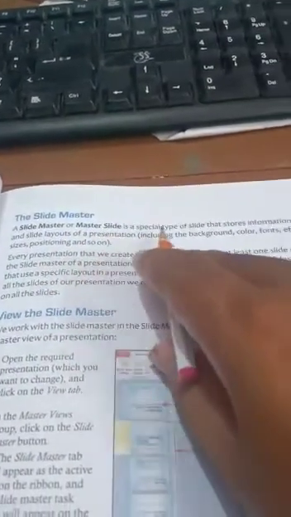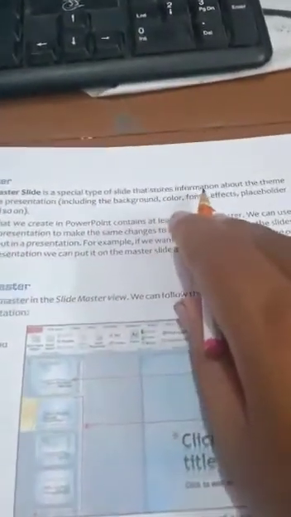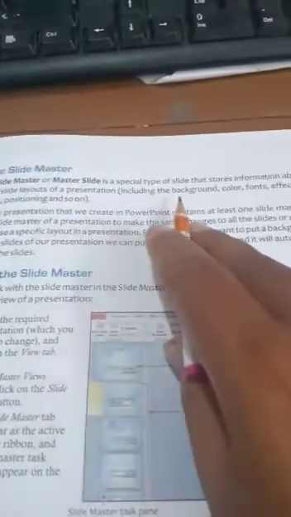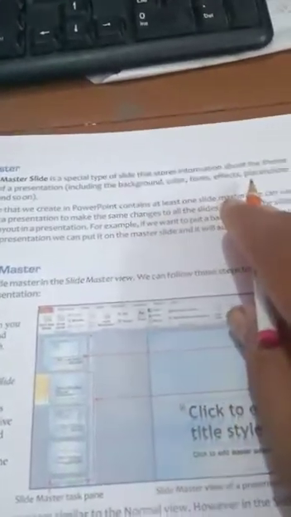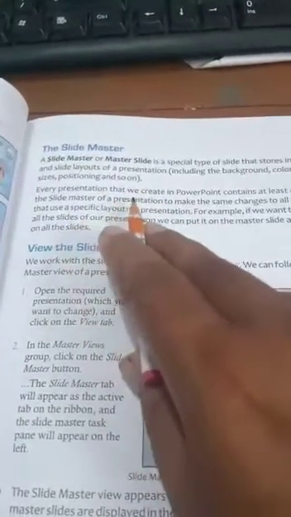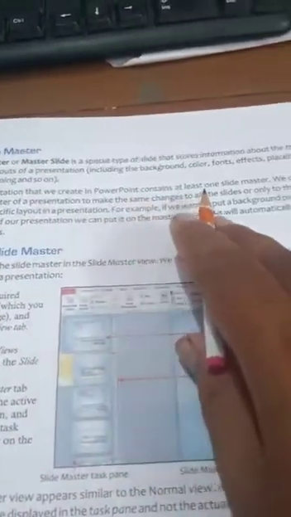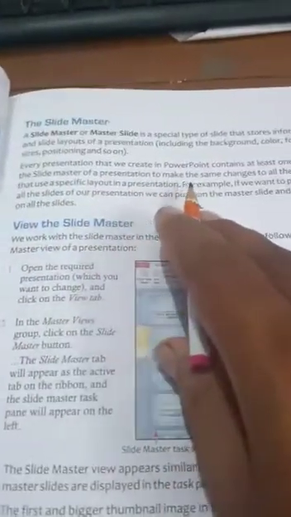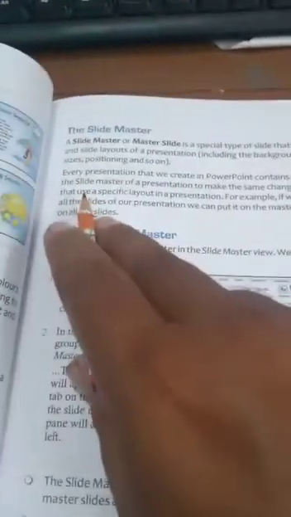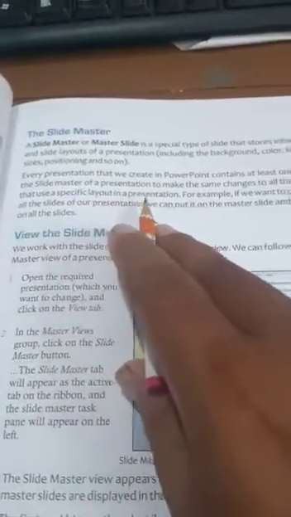Okay students, and next is the slide master. A slide master is a special type of slide that stores information about the theme and slide layouts of a presentation, including the background color, fonts, effects, placeholders, size, positioning, and so on. Every presentation that we create in PowerPoint contains at least one slide master. We can use the slide master of a presentation to make the same changes to all the slides or only to the slides that use a specific layout in a presentation.